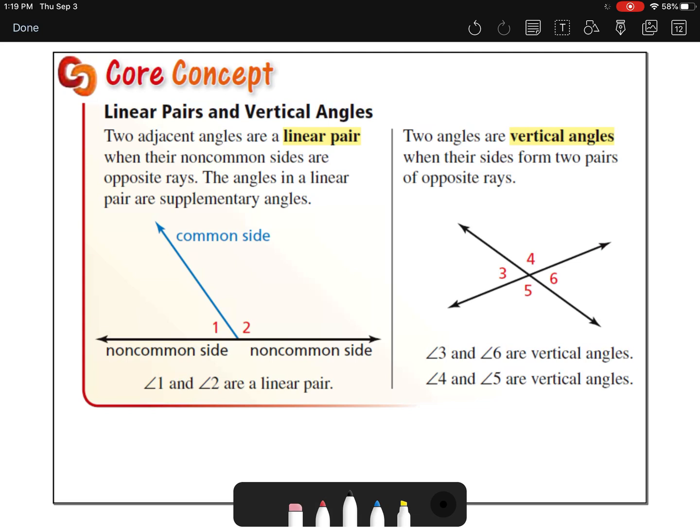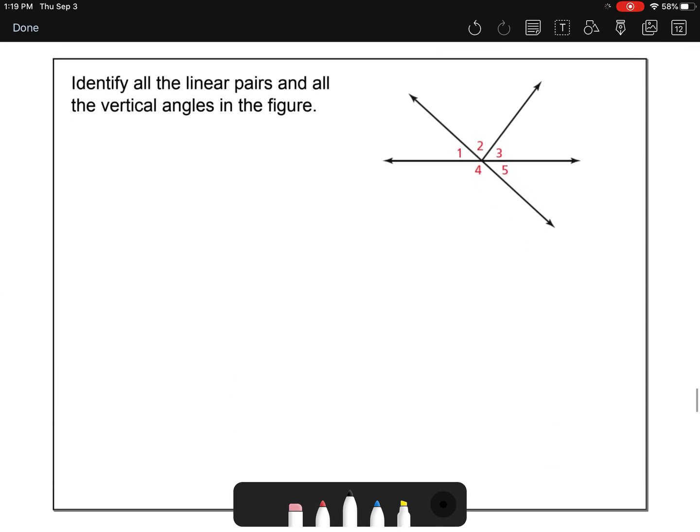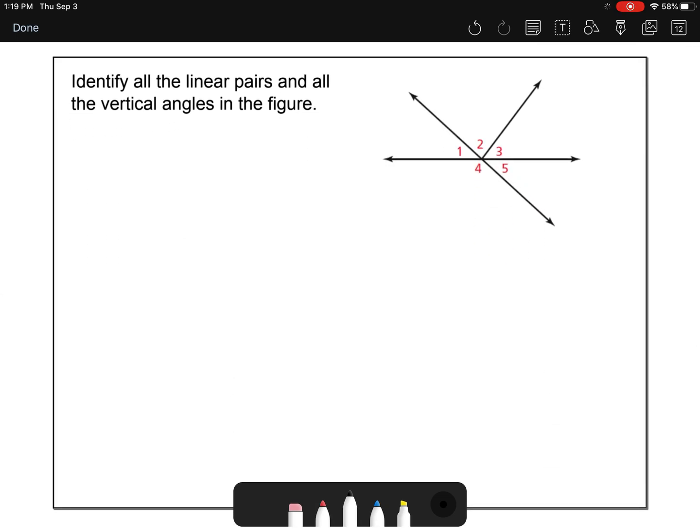Vertical angles are made by drawing an X and looking at the opposite pairs. So 3 and 6 are vertical, 4 and 5 are vertical. A linear pair makes a line. So get those concepts separated in your mind. So now identify all the linear pairs and all the vertical pairs.